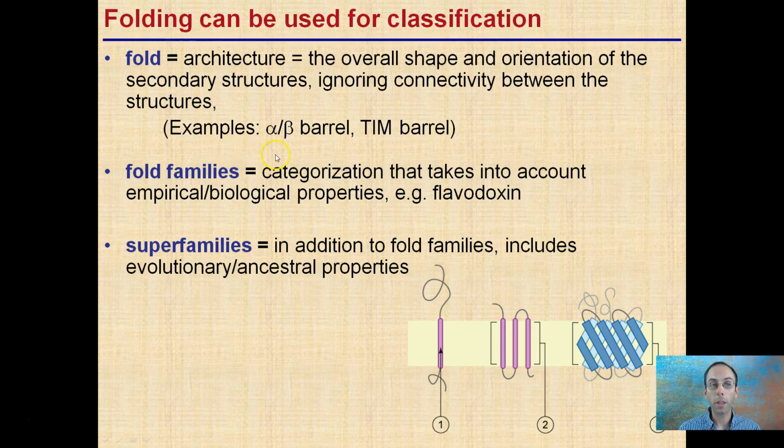Now folds can be used for classification. There's a simple fold, its architecture, which is the overall shape and orientation of the secondary structure, as I mentioned here, as alpha and beta barrels, for example. We can classify these as what we call fold families. This is a categorization that takes into account the empirical or biological properties. This is important because shape determines function. Here we're kind of classifying different shapes. We could also classify them as superfamilies, which in addition to the fold families, includes evolutionary or ancestral properties. This gets into trying to track different proteins or shapes over the course of evolutionary time.